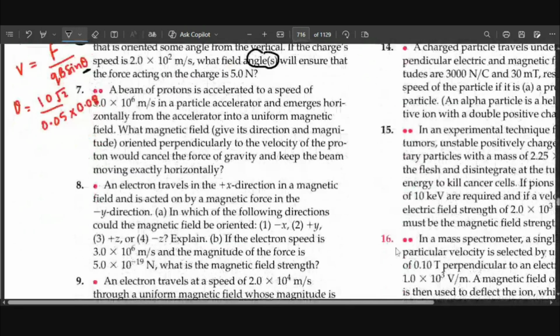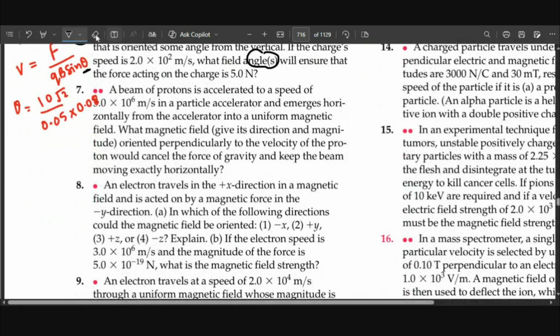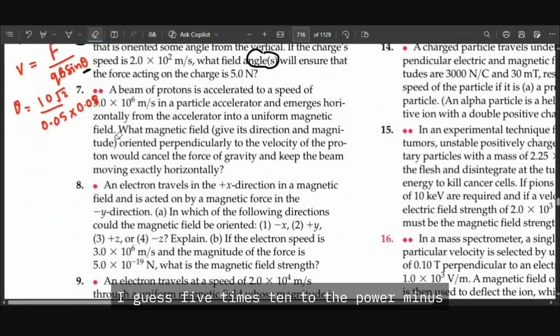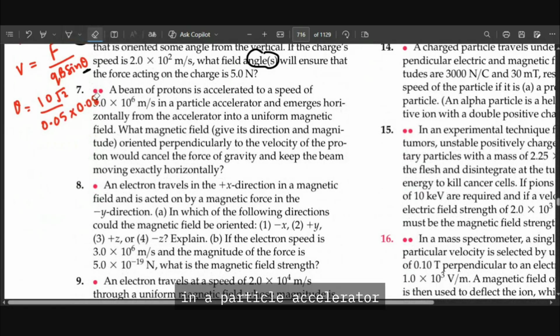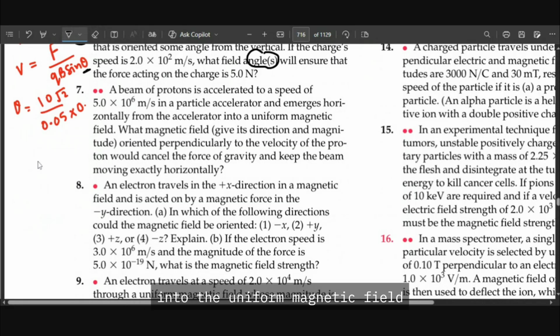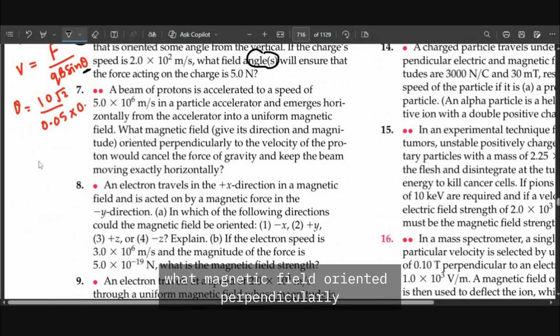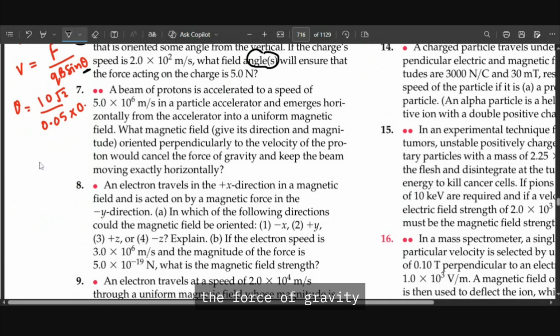In question number 7, it says that a beam of protons is accelerated to a speed of 5 times 10 to the power 6 meters per second in a particle accelerator. A particle accelerator is basically a device we can use to accelerate large particles, and it emerges horizontally from the accelerator into a uniform magnetic field. So the question is, what magnetic field oriented perpendicularly to the velocity of the proton would cancel the force of gravity and keep the beam moving exactly horizontal?